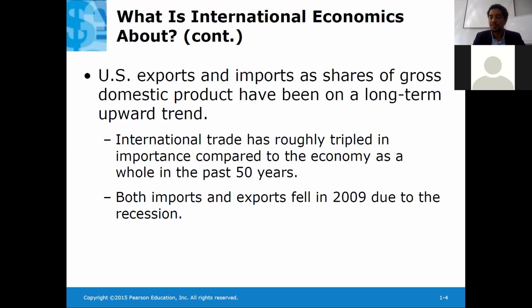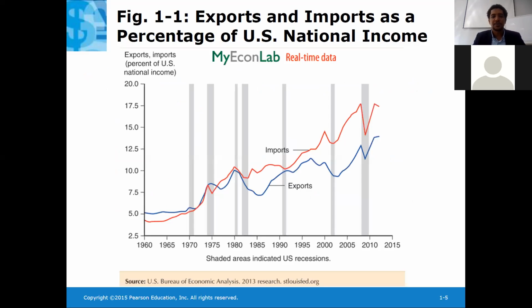And both exports and imports fell in 2009 in the US because of the recession in 2008, 2009, right? For example, if you see this graph, the red line shows the amount of imports to the country. The x-axis is the year, and the y-axis is the amount of import-export as a percentage of US national income. You can see that imports and exports were increasing until 2008. Then it falls down, right? And then it revived again in 2010.